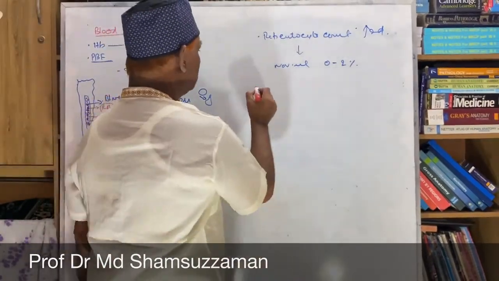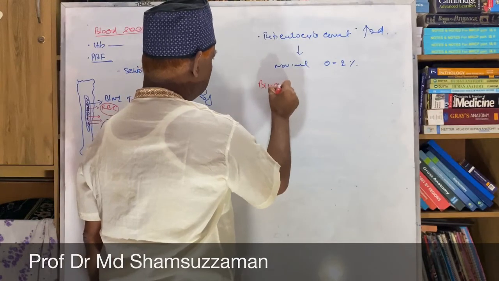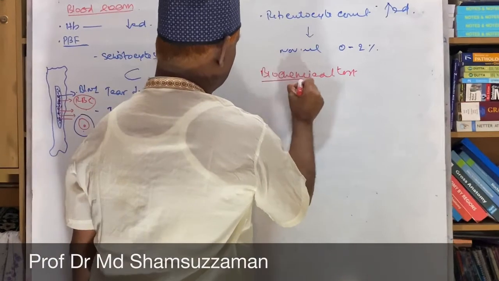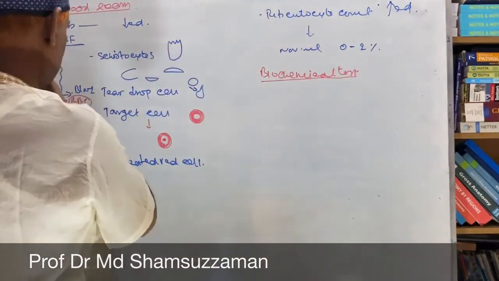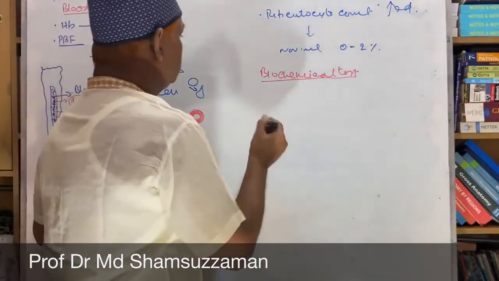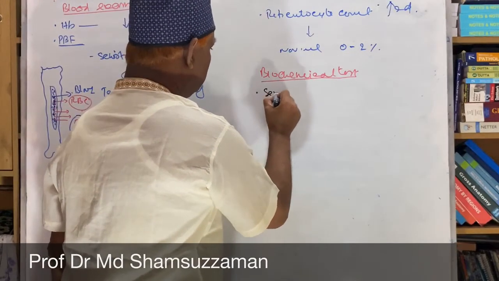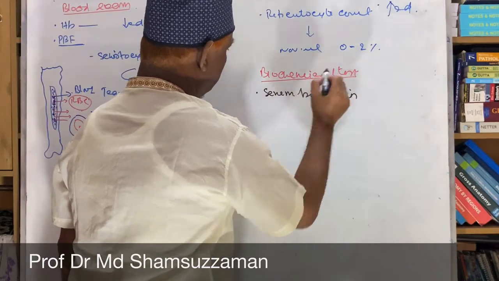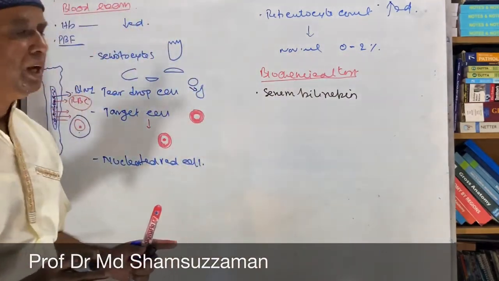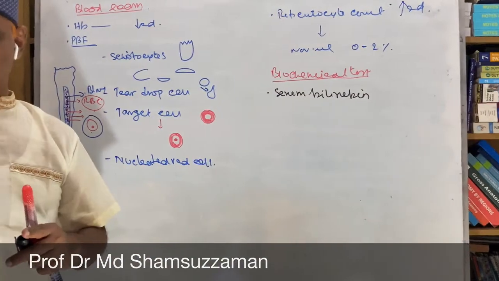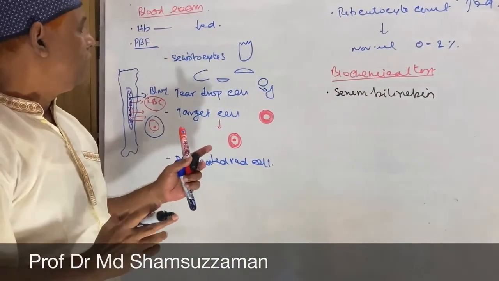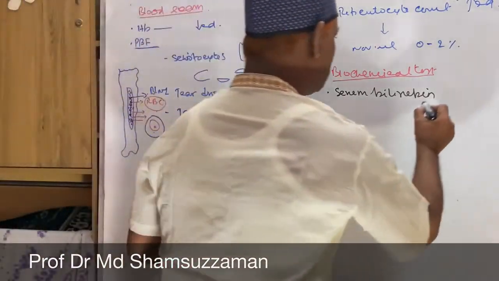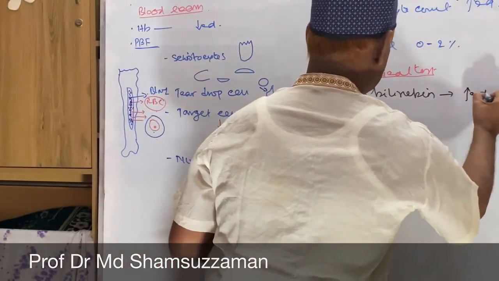Now come to biochemical tests. We have to do serum bilirubin. Dear audience, you know hemolytic anemia is associated with hemolytic jaundice. So in all types of hemolytic anemia, there will be hyperbilirubinemia. So serum bilirubin is raised.